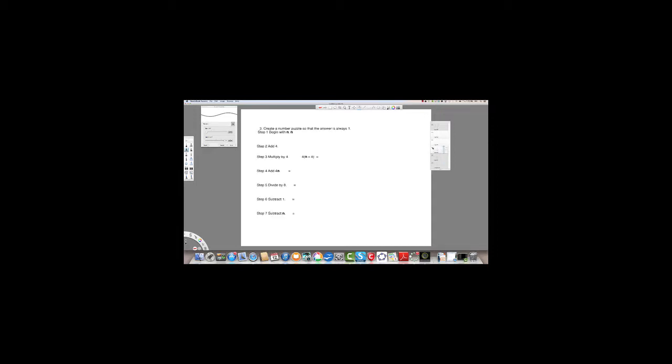Okay, this is example 3, and this one is a little bit more specific. Create a number puzzle so that the answer is always 1. So that's our goal in this. And here we've got some steps that are being suggested that we might use for this. We begin with some number n. So we've got our number up here.